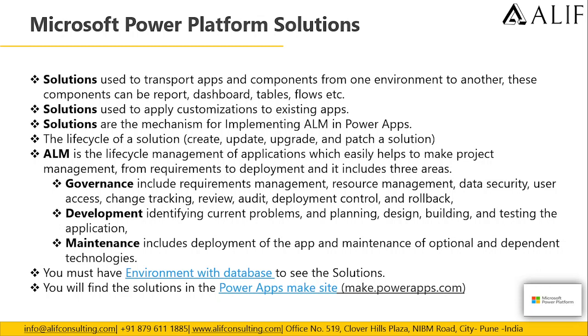ALM is the lifecycle management of applications, which helps to make project management easier from requirements to deployment, and it includes three areas. Governance: governance includes requirements management, resource management, data security, user access, change tracking, review audit, deployment control and rollback. Development: identifying current problems and planning, design, building and testing the application. Maintenance includes deployment of the app and maintenance of optional and dependent technologies.